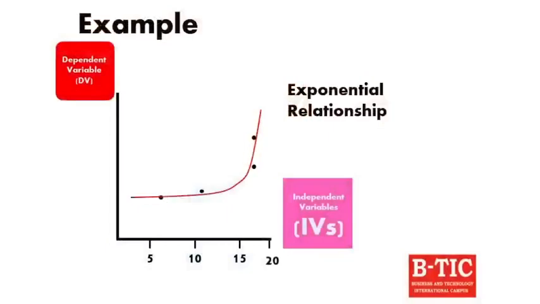In some cases, you may get exponential relationships. So you will have a weak positive graph like this, and after some point you would see the graph suddenly goes up to the top. This is an exponential relationship.